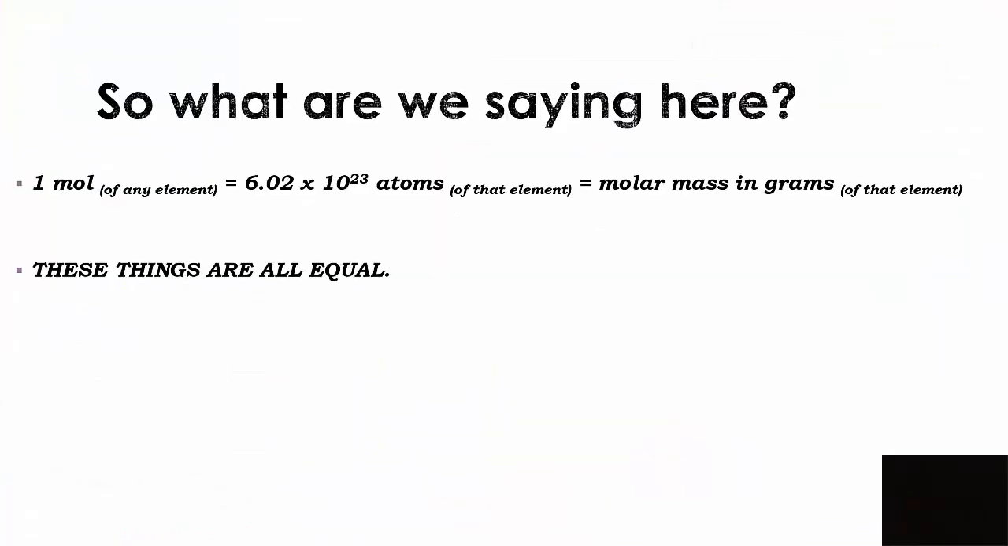All right, so what's going on here? What are we trying to say? What we really want you to get is that there are 3 things that are equal to each other. 1 mole of an element equals 6.02 times 10 to the 23rd atoms of that element. That's Avogadro's number. And that also equals the molar mass in grams of that element. And all of these things are equal. And I would recommend in your notes where it says molar mass in grams, you write yourself a little note. Molar mass is from the PT, it's from the periodic table. So that's where we find that number.